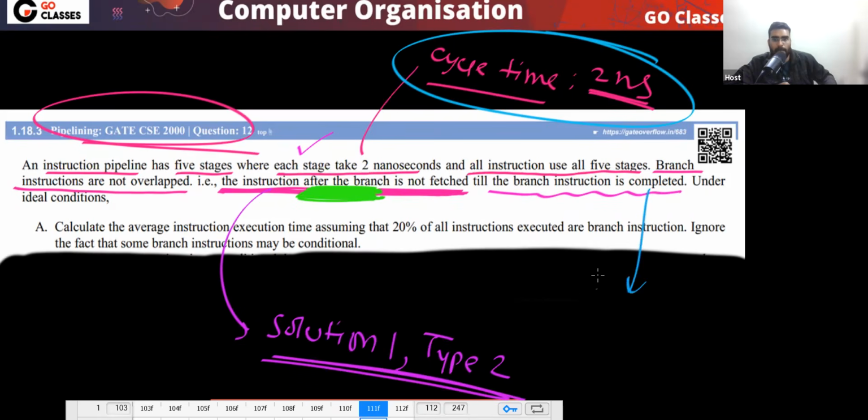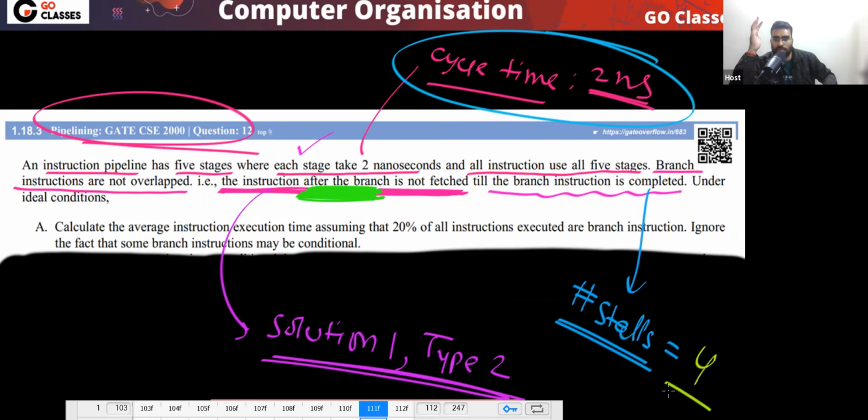So tell me, when will the branch target be resolved? What is the number of stalls then? The question is saying till the branch instruction is completed. The branch instruction will go to IF, then ID, execute, memory access, and finally WB. So the number of stalls will be 4, right? Yes or no?